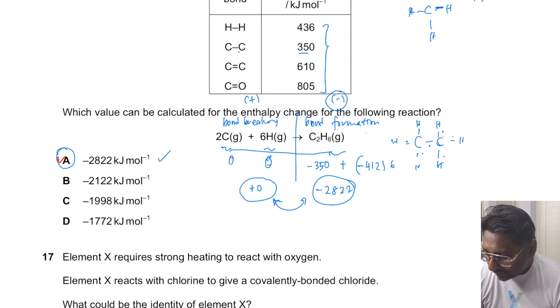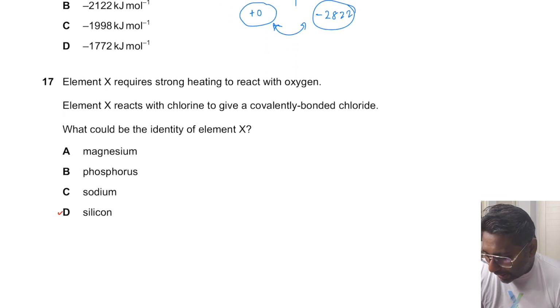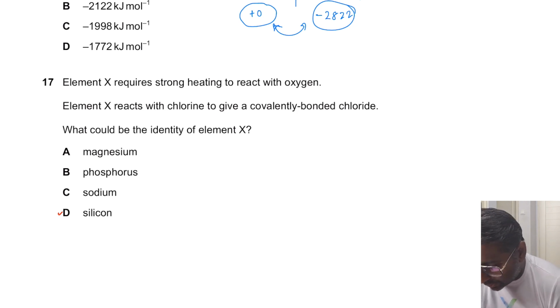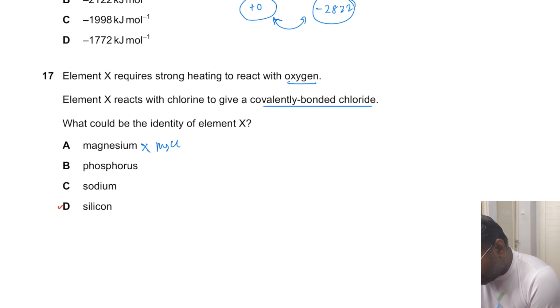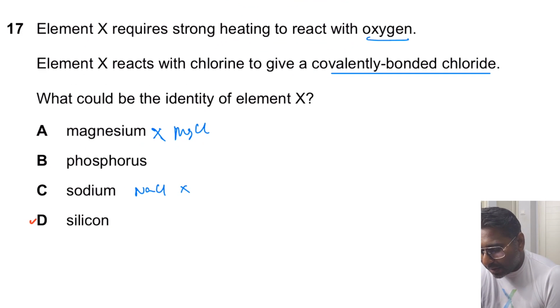Now the next question, 17. Element X requires strong heating to react with oxygen. Strong heating, yeah. And then the X reacts with chlorine to give a covalently bonded chloride. So covalently bonded definitely cannot be magnesium. Magnesium chloride is not covalent, yeah. So sodium cannot be, sodium chloride is ionic, yeah. So it can be either phosphorus or silicon, yeah.